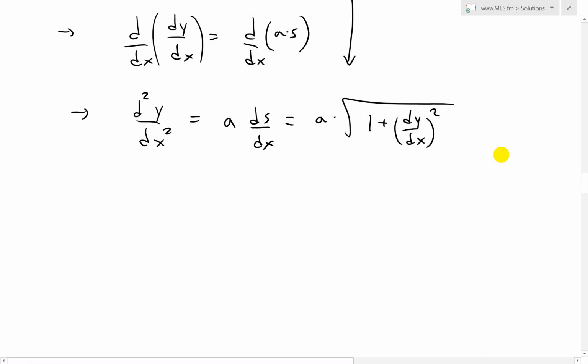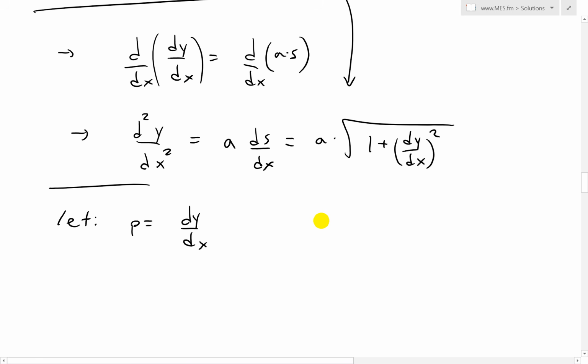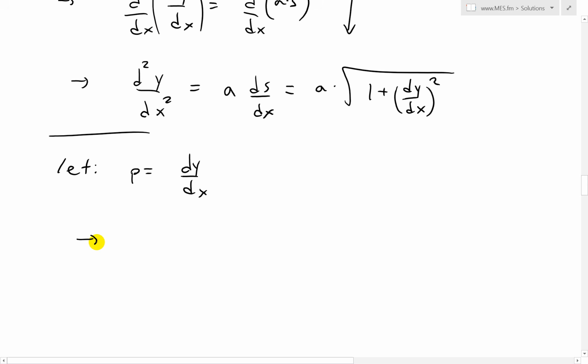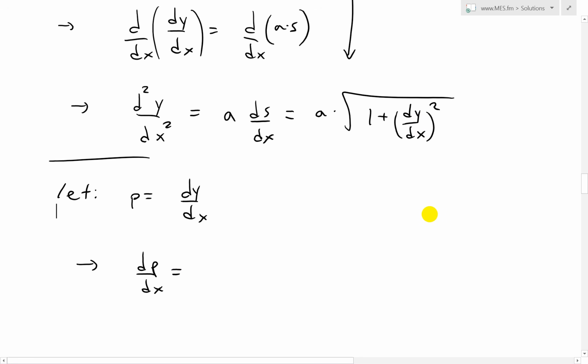And now to simplify it so we don't need to work with this dy over dx nonstop, I'm just going to write this as, let p equal the derivative dy over dx. So if that's the case, then this is just dp over dx. So we get a dp over dx equals, and then that just becomes p in there, a times the square root of 1 plus p squared.